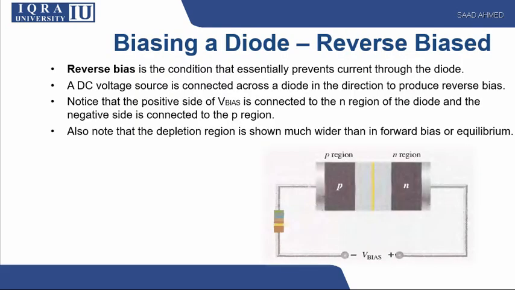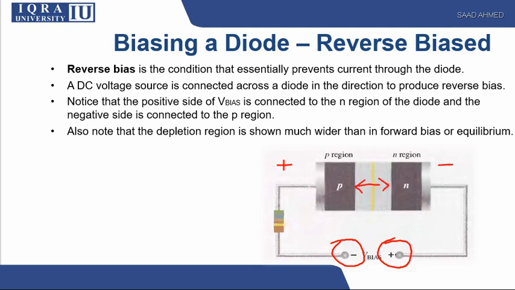During reverse bias, what we do is connect the negative side of the battery to the anode, the p-type, and the positive side of the battery to the n-type, the cathode. In this way, electrons cannot flow through the diode, and as a result there is no current flowing through the diode. Reverse bias is the condition that essentially prevents current flowing through the diode. Why does this happen? Because of this basic reason.